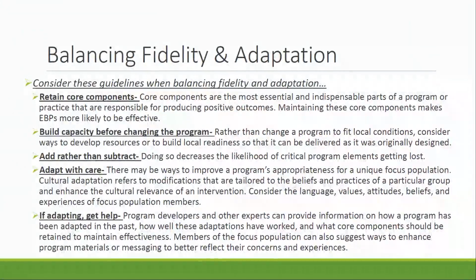Knowledge experts such as program developers can provide information on how a program has been adapted in the past, how well these adaptations have worked, and what core components should be retained to maintain effectiveness. Members of the focus population can also suggest ways to enhance program materials or messaging to better reflect their concerns and experiences. It is always a good idea to reach out for help when adapting an evidence-based practice or program.